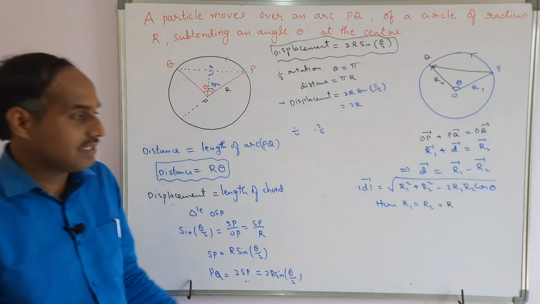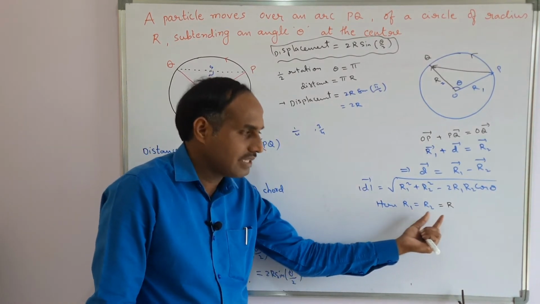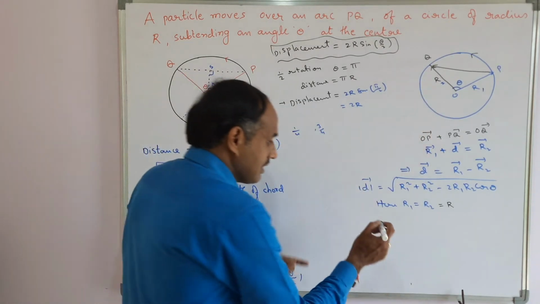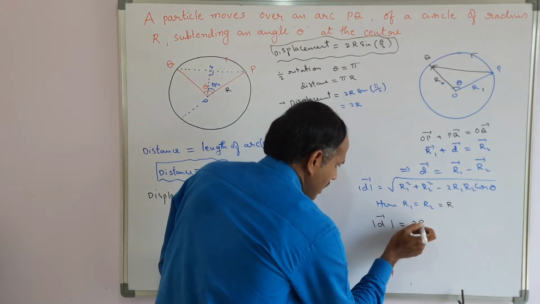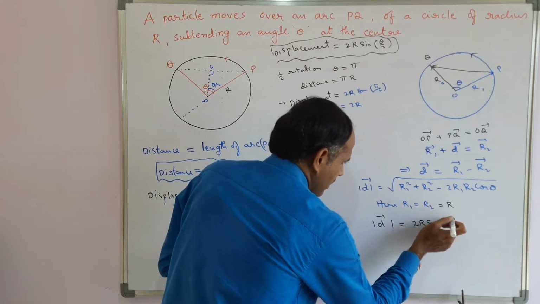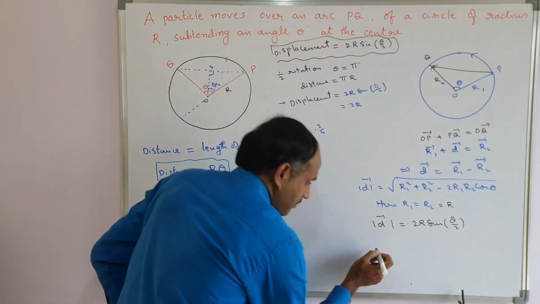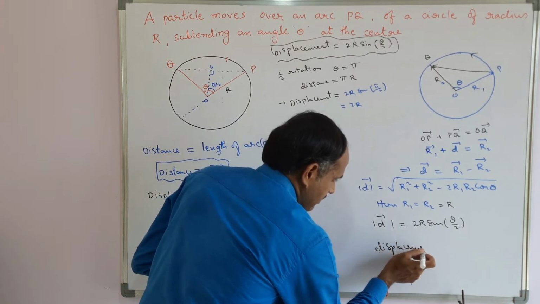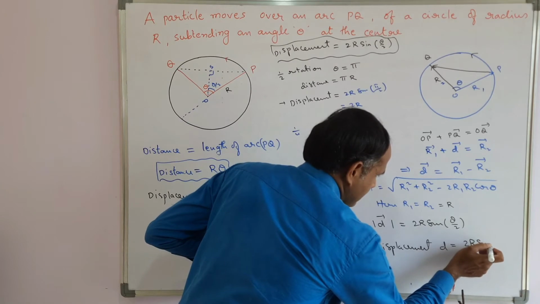Again, from the special case of the parallelogram law of vectors, we know that when two vectors are of the same magnitude and the angle between them is theta, then the resultant of the two is 2r sin theta by 2. This we already derived in vectors. You may check from there, right? So D bar is what? A displacement only. So displacement D is equal to 2r sin theta by 2.